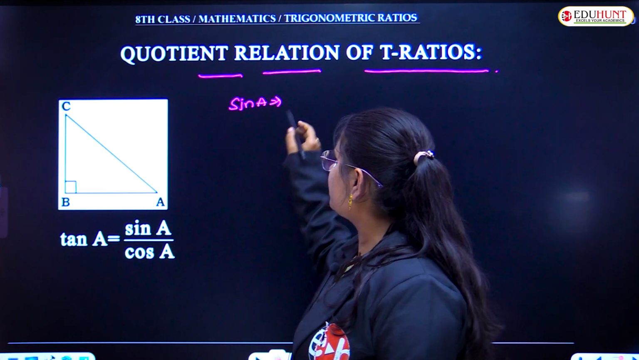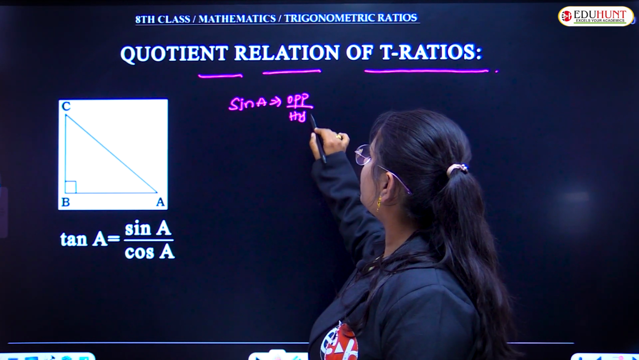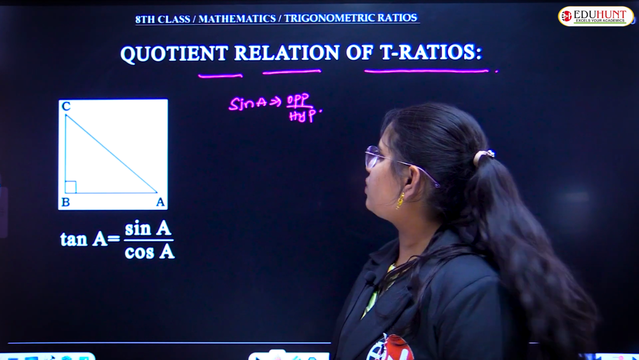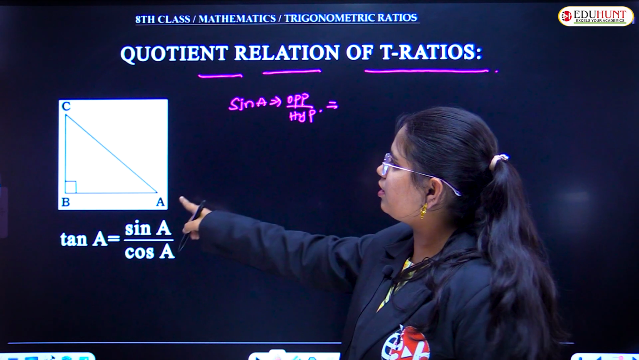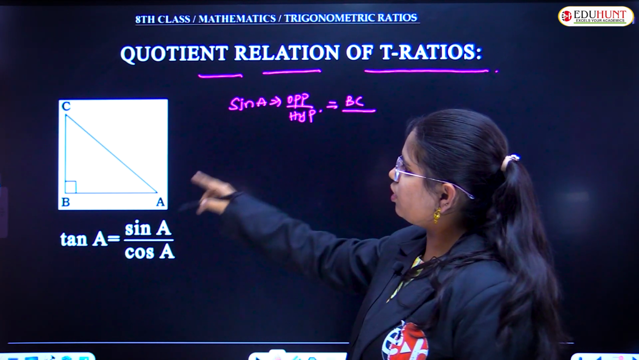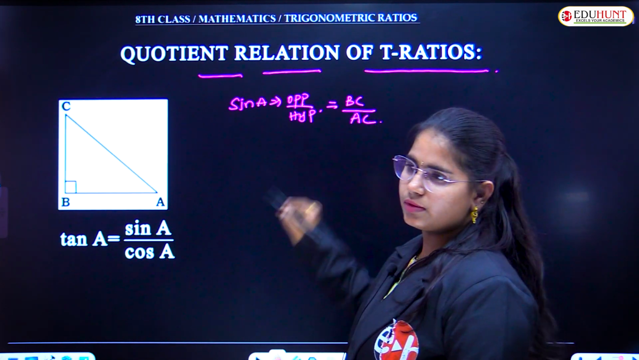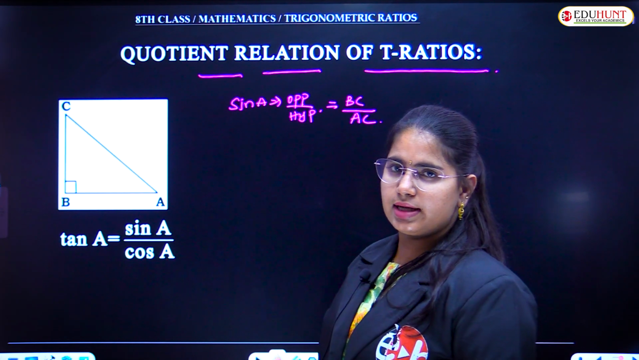Sin A is nothing but, how do you define the definition of sin A? Opposite upon hypotenuse. Correct. So what is the opposite side from this figure? The value opposite is BC upon, and what is the hypotenuse side? The longest side is AC. Correct? The longest side is AC.